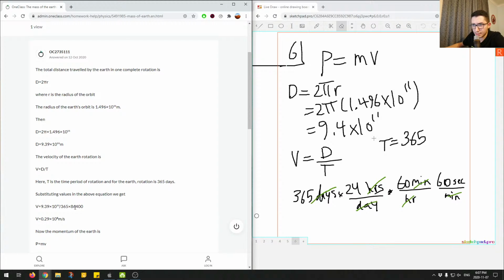So this 86,400 comes from 24 times 60 times 60. If you do 24 times 60 times 60, you'll end up with 86,400. And that's why they multiply 365 by this number. It's just a combination of all these conversion factors. So 86,400 is how many seconds are in a day.